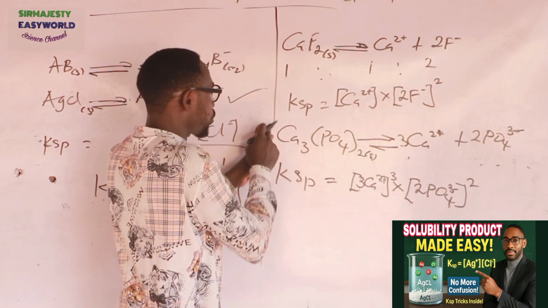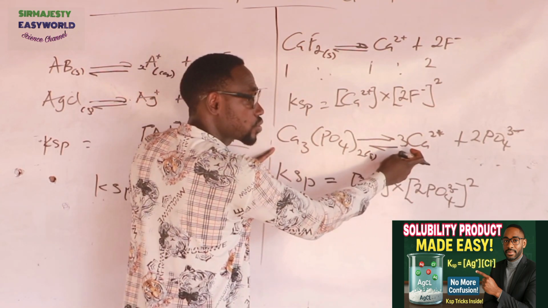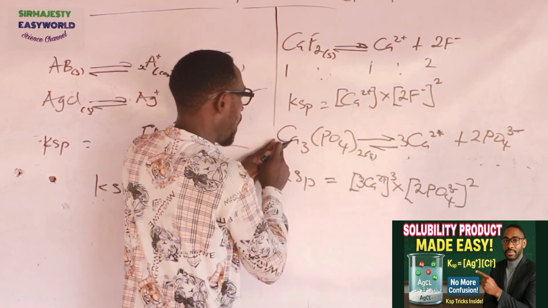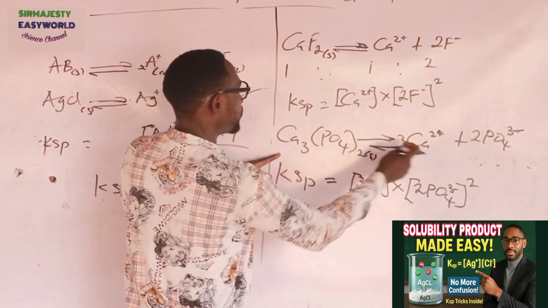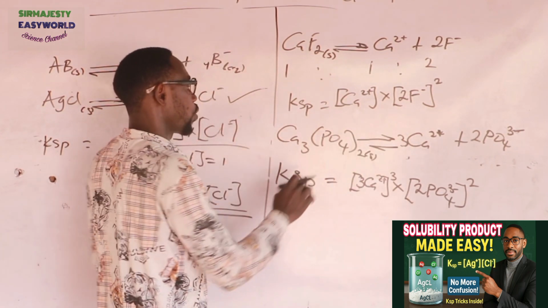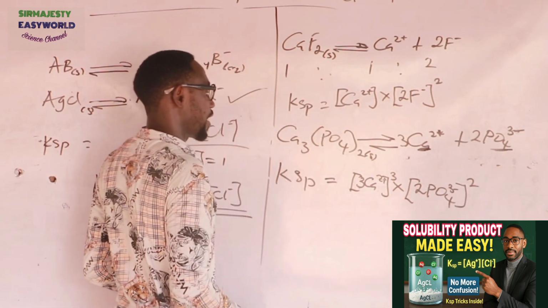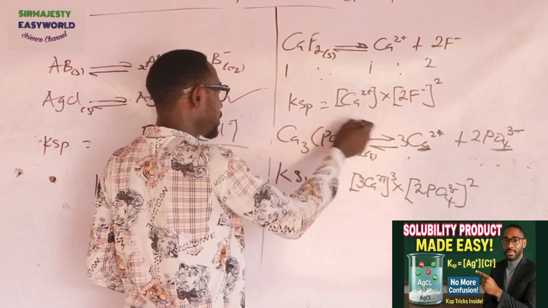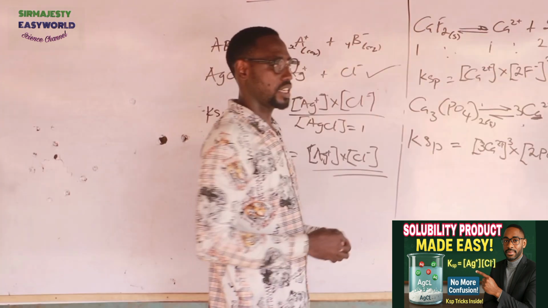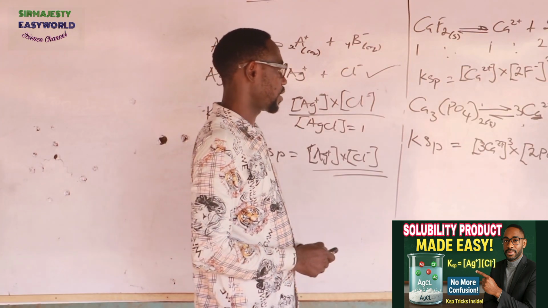This means that if this is 2 moles, it will give us how many moles of calcium? 6 moles. Why? 1 gave me 3. 2 will give me 6 in that order. So what determines the value of this calcium ion and phosphate 5 ion depends on the molarity of the salt itself that you are dissolving in water.